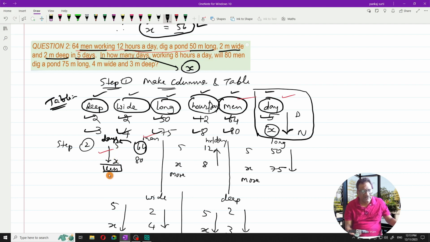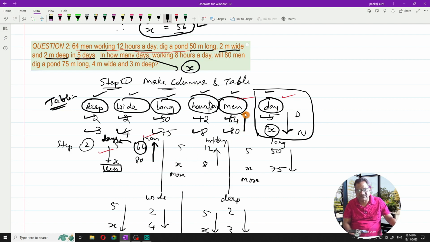Okay, so here you have to write the answer as less. Now you have to put an arrow mark going towards less. The arrow mark will be going from 80 to 64, because that is going towards less. From 80 to 64 is going towards less. So this is how the arrow mark will come in the men's column. I'll put an arrow mark from 80 to 64.